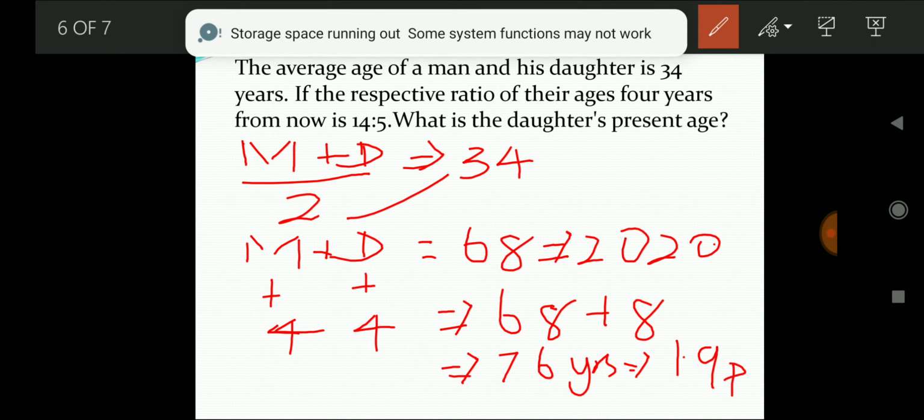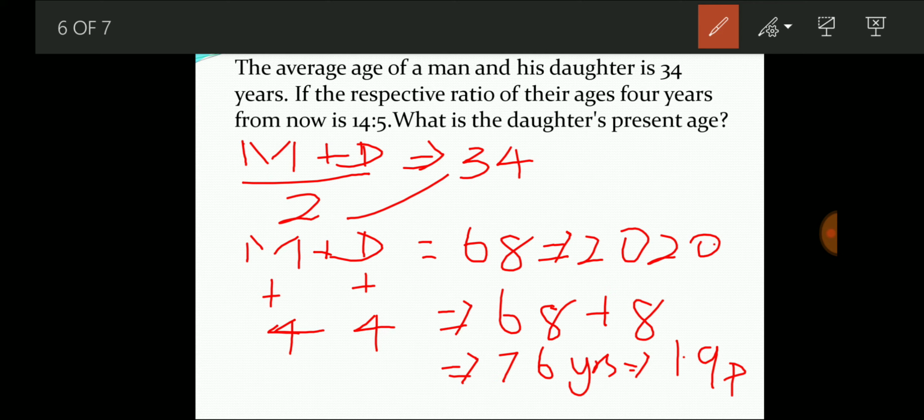So 19 parts is equal to 76, as they mentioned. Then 1 part is equal to 4 years. Their question now is, what is the daughter's age? 1 part is 4 years, and the daughter's age today is 5 parts. So 5 parts is equal to 5 into 4, which is nothing but 20 years.